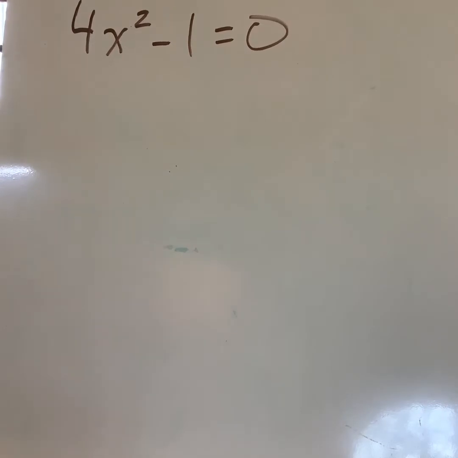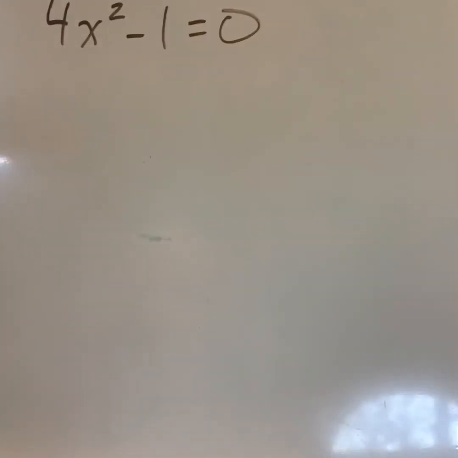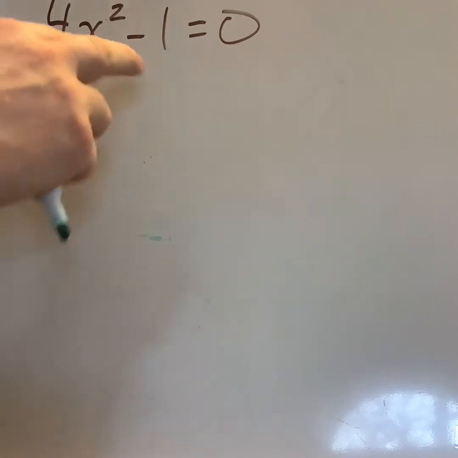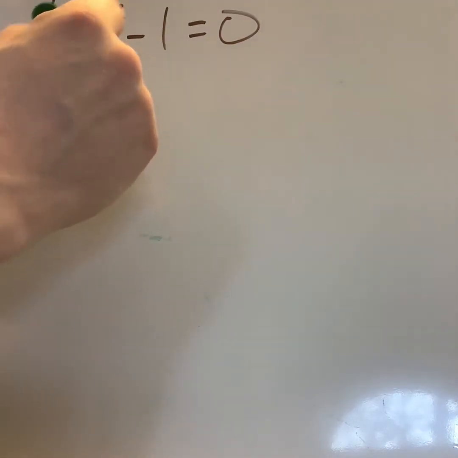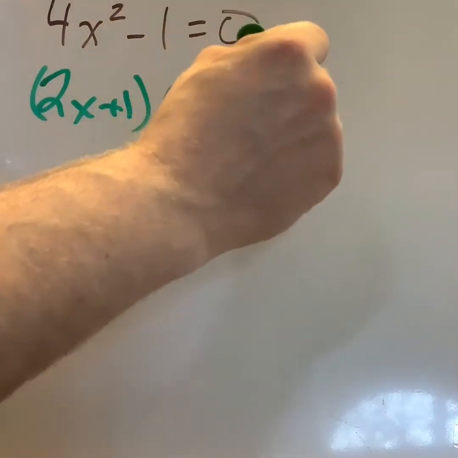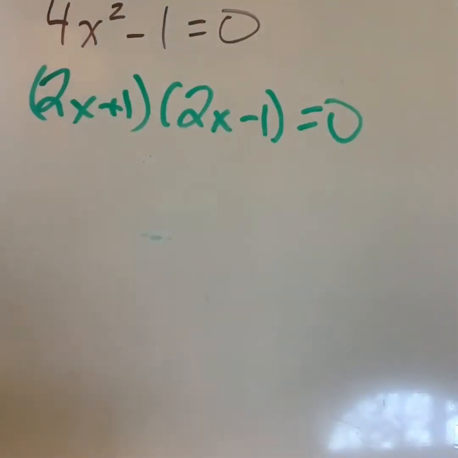So if we had this problem that said 4x squared minus 1 equals 0, and I told you you needed to factor this in order to solve for 0, well, we would use DOTS factoring because we got a difference of two perfect squares, and we'd have 2x plus 1 times 2x minus 1 equals 0.